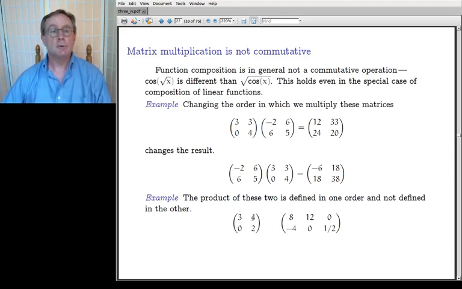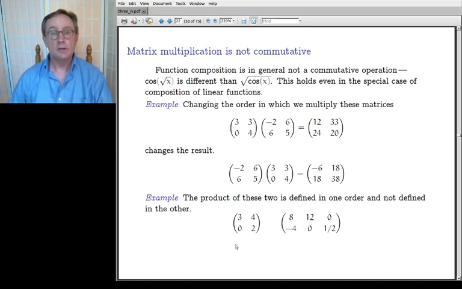Here's another example, maybe a more extreme example. These two, you can multiply them in one order, namely the order I wrote them. 3 by 4 times 8 minus 4, you can make sense of that. But you can't multiply them in the opposite order. If you tried to put 8, 12, 0 and do the dot product with 3, 0, you're in trouble. There's not the right number to match up. Okay, so matrix multiplication is not commutative.